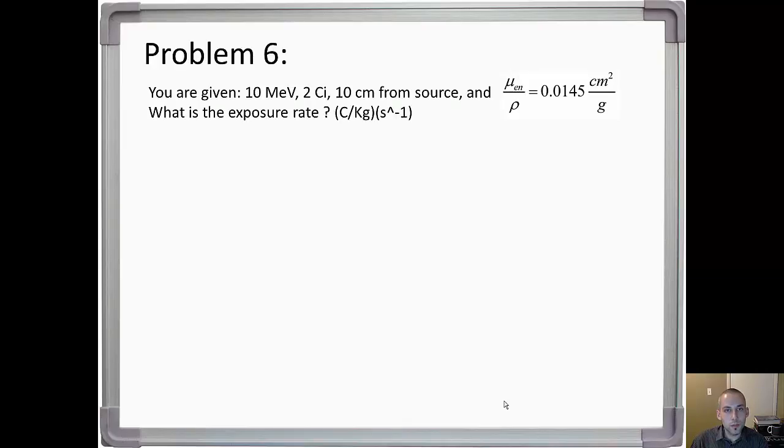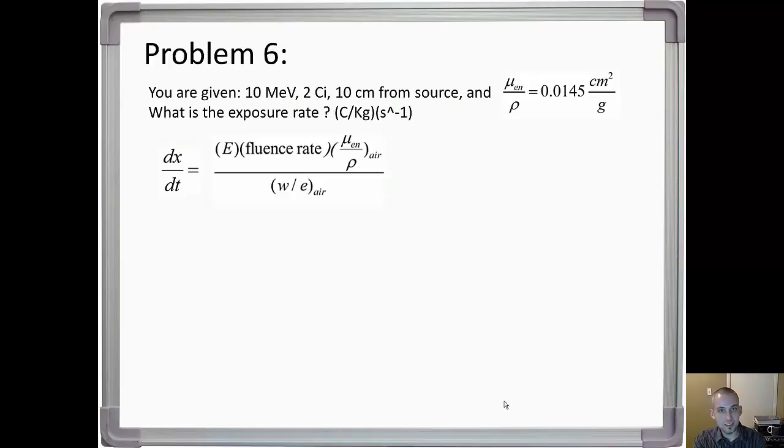Okay, so for problem 6, let's break it down into where you're actually solving a problem with all the quantities. You have 10 MeV energy, 2 Curie activity, 10 centimeters from the source. The mu En over rho is 0.0145 centimeters squared per gram, so it gives us that. What is the exposure rate? Let's do it in coulombs per kilogram per second. As we just learned, exposure rate is energy times fluence rate times mu En over rho times W over E. So we can plug them in now, which is nice. Let's plug in the values. And we know our fluence rate is activity in disintegrations per second over 4 pi r squared.